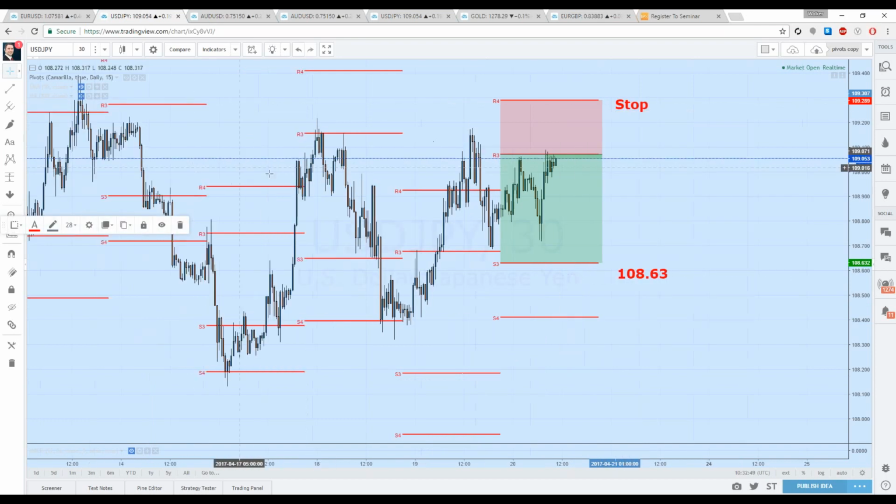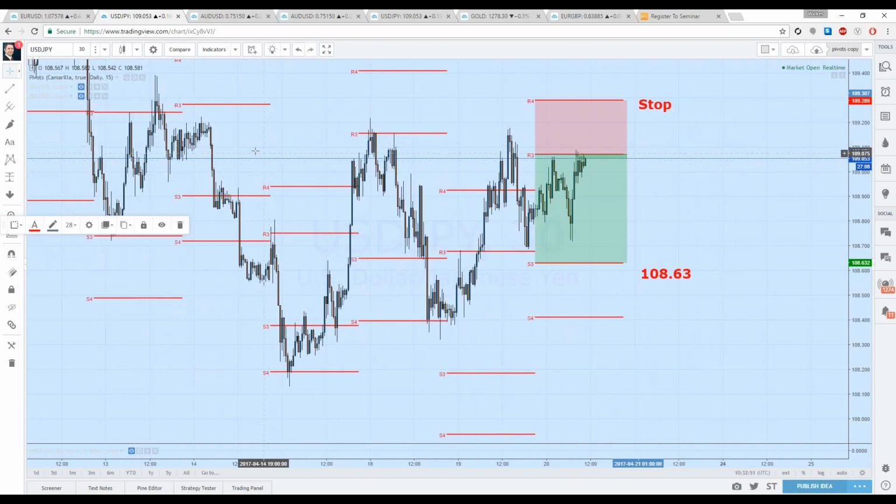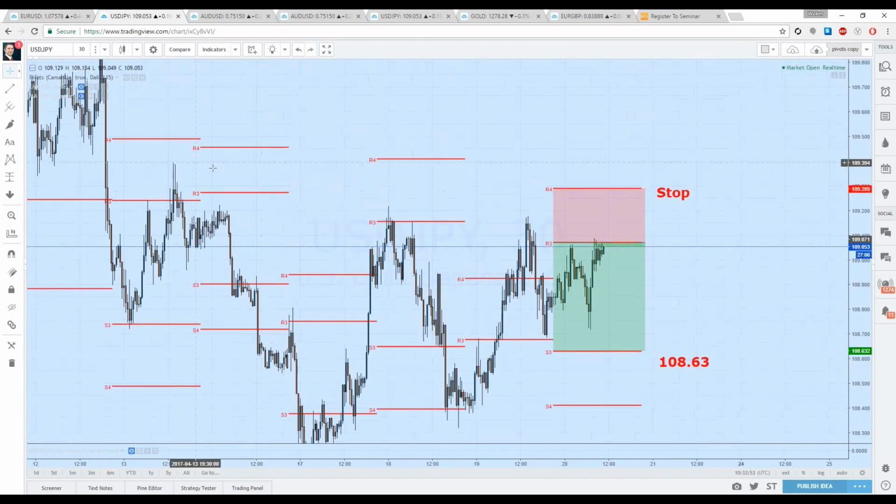If we look back on the chart, we can see over the past week we have had a variety of retracements.